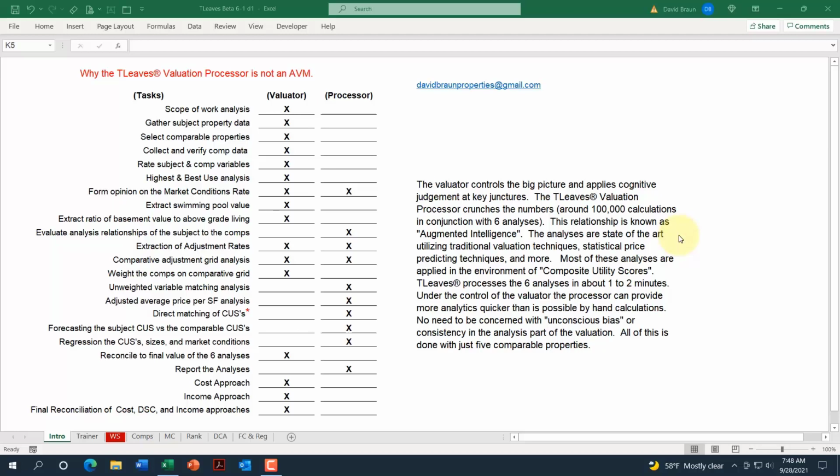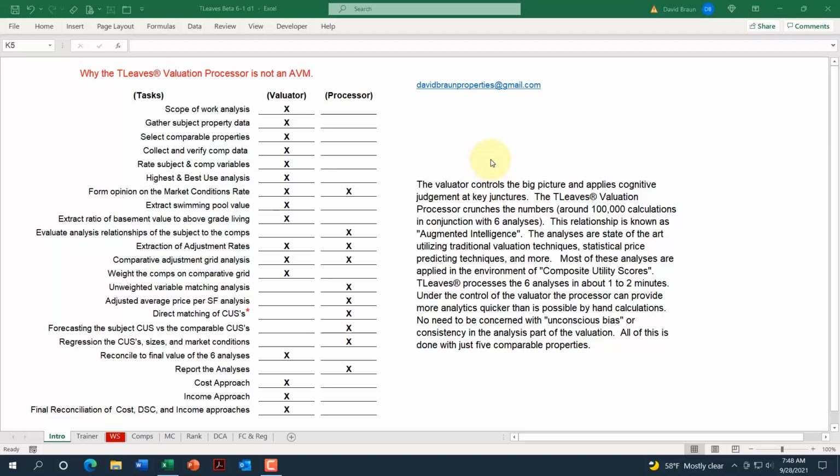Hello, this is David Braun, and we're going to run a practice problem in the TLeaves valuation processor. I'm going to have this sheet here a second, and you can take a look at what the valuator does and what the processor does, and you can read what I've written here about it.